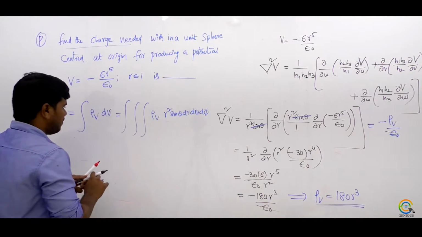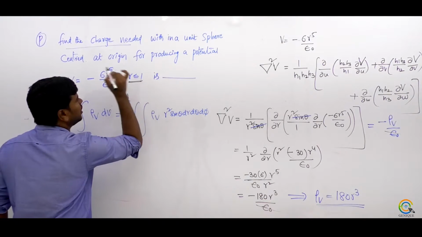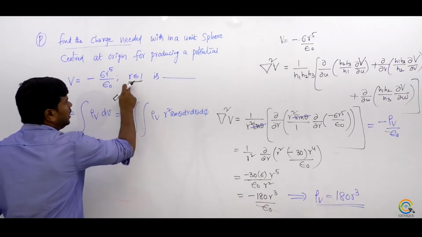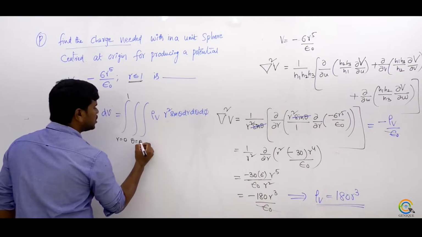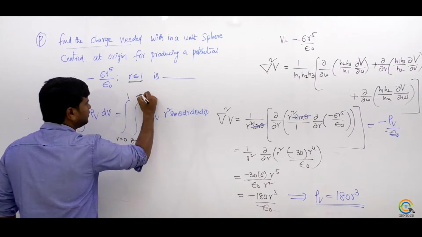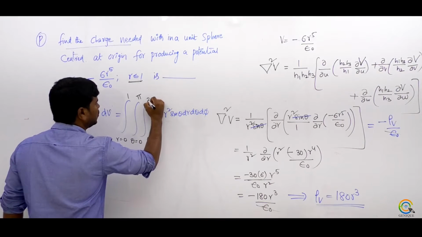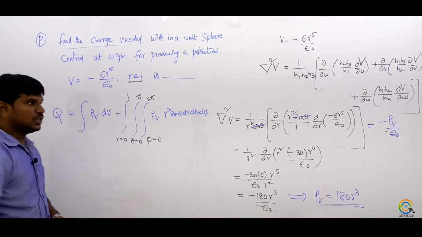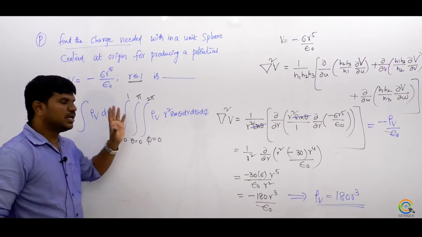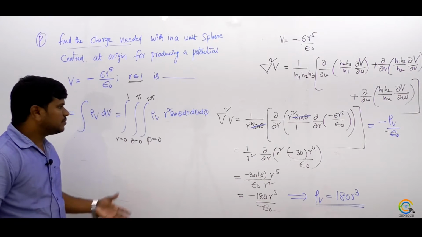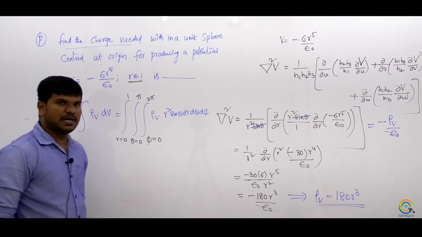Okay. So r goes from 0 to 1, because it is given that r is less than or equal to 1. What is theta? Theta goes from 0 to pi. Here phi goes from 0 to 2 pi. So the limits are very important. That's why in the coordinate systems, I told you the ranges of each and every parameter.